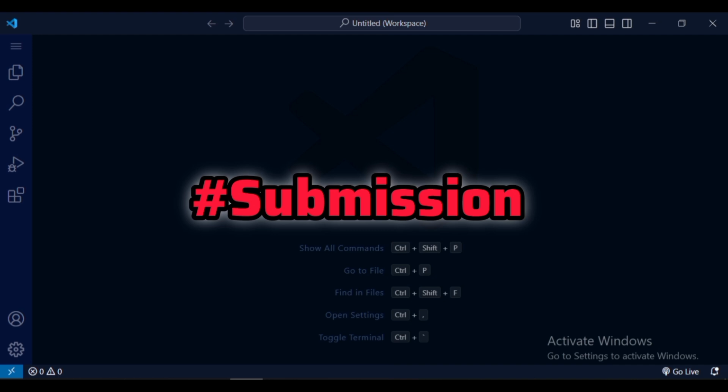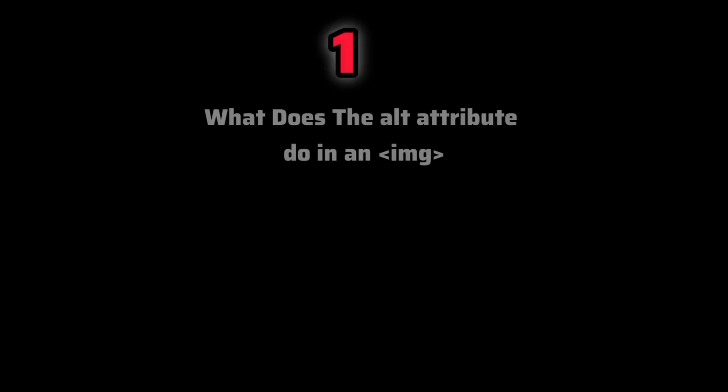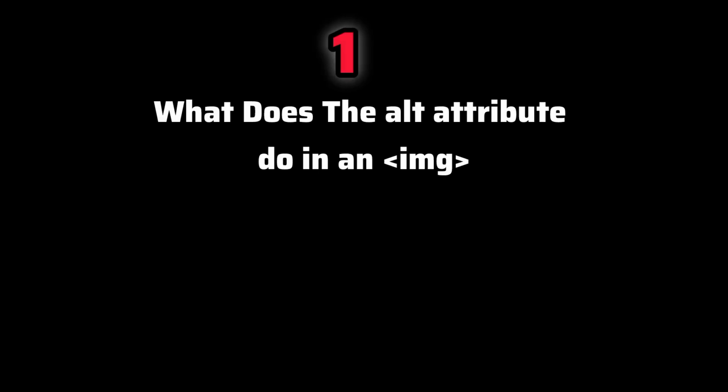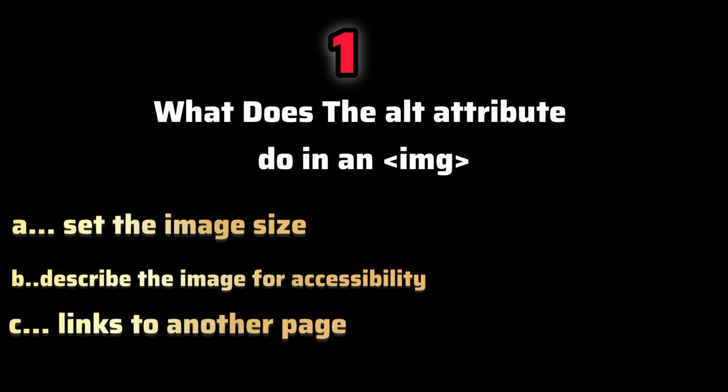Let's test your knowledge on what we have done. So just pause and answer these questions. Number 1. What does the alt attribute do in an image tag? A. It sets the image size. B. It describes the image for accessibility. C. It links to another page.